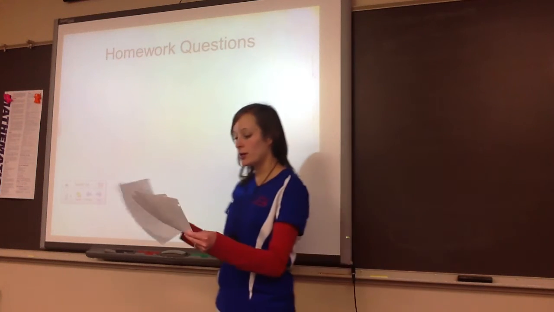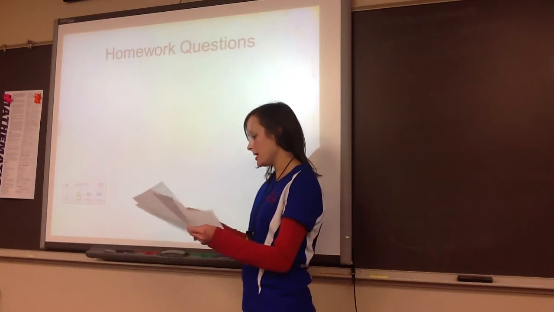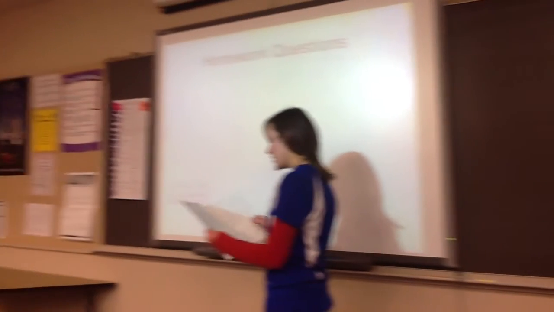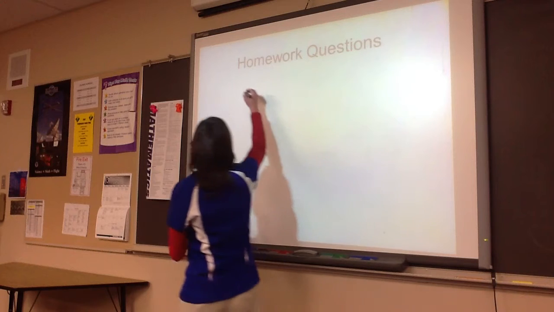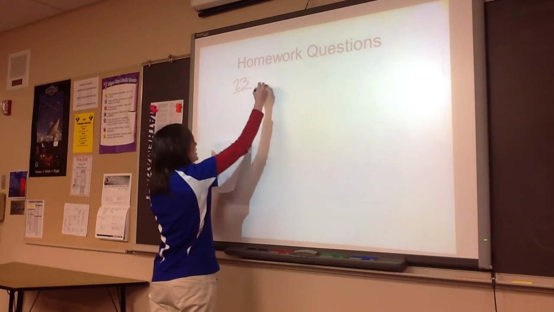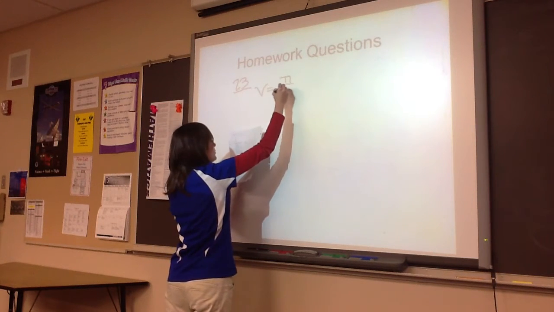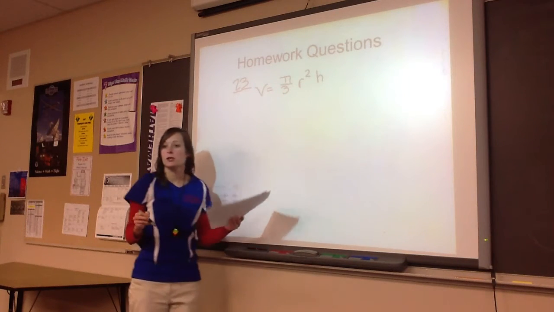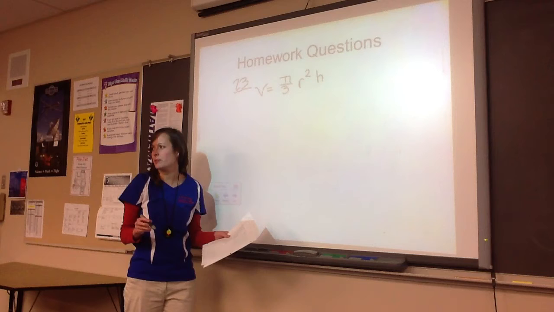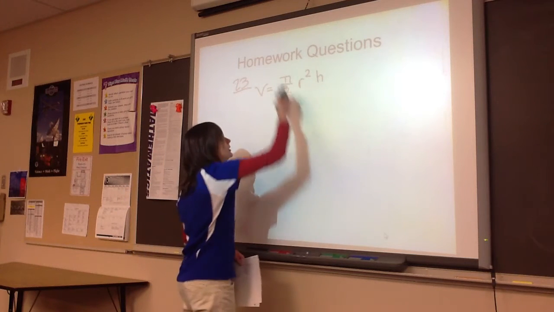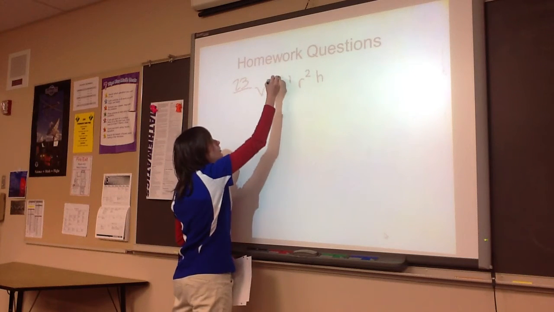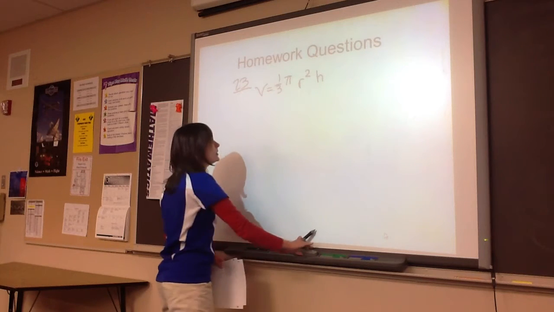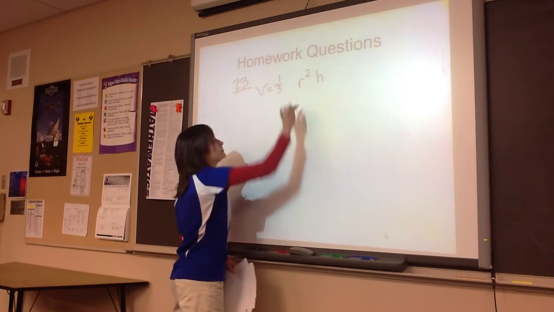Right, for your homework, number 23, we are given that our volume is pi over 3 r squared h, correct? Or do you guys put it as 1/3 pi? Yeah. Okay, I'll rewrite that. 1/3 pi r squared h. And that looks like pi is an exponent.